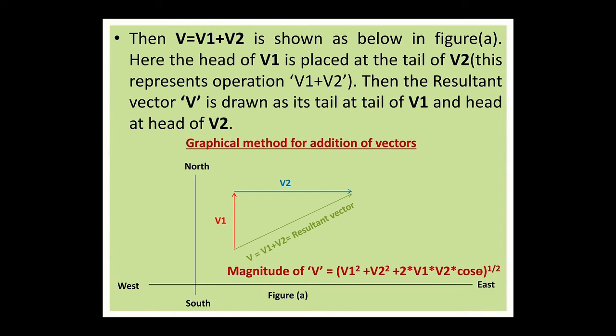This is your resultant vector, which is equal to v1 plus v2, and the magnitude of the resultant vector, that is v, is given by the square root of v1 squared plus v2 squared plus 2 times v1 times v2 times cos theta, where theta is the angle between v1 and v2 when both are placed such that either their tails or their heads coincide with each other. So this is the method for addition.